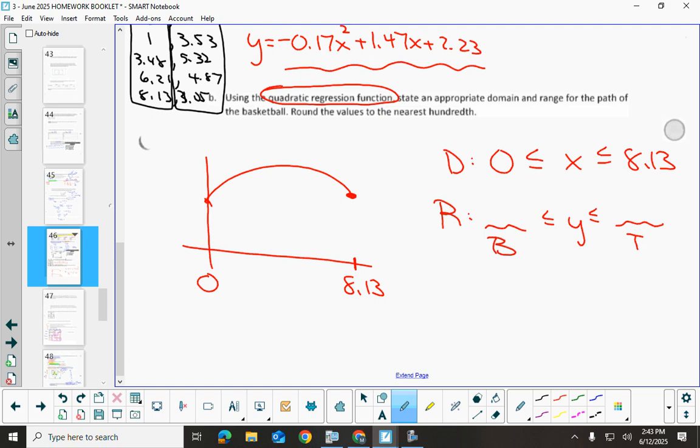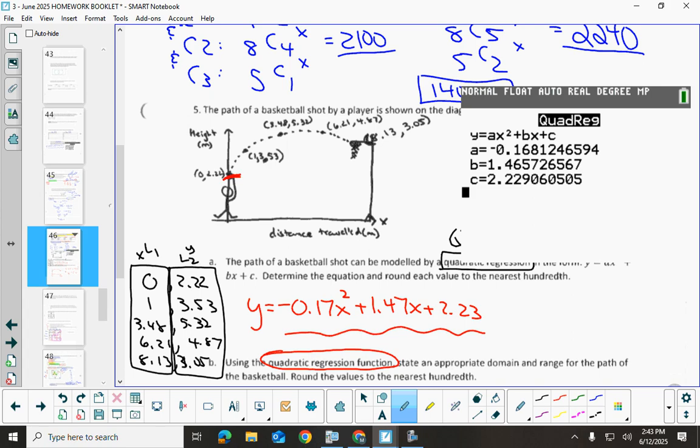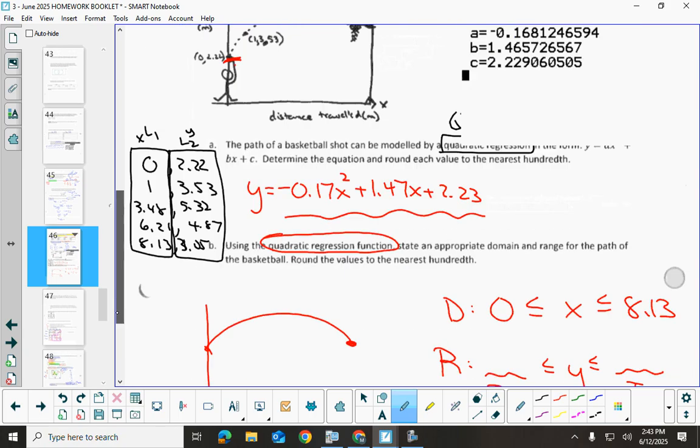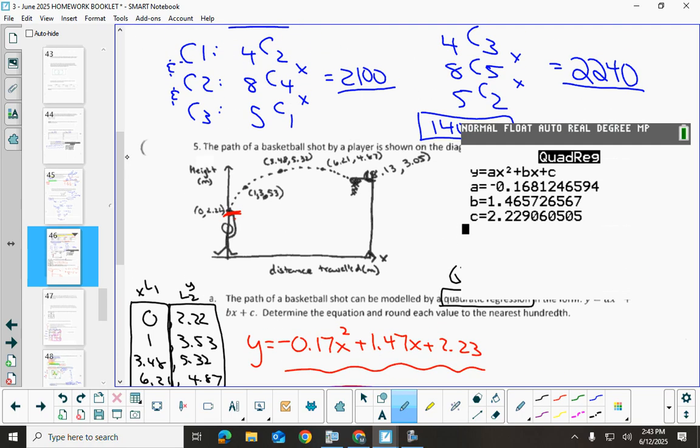So the bottom of this graph is right here at 2.22, right? That's the bottom. That's the lowest the graph goes. So this is at 2.22. I need to find the top, because notice on the points, I gave you this point and this point. I did not give you the top. So we need to find the top of that curve.